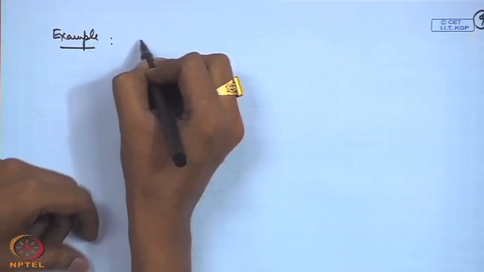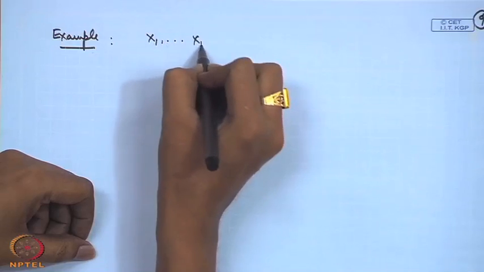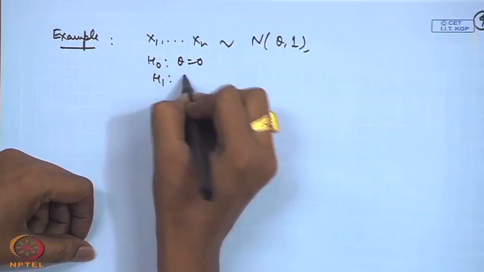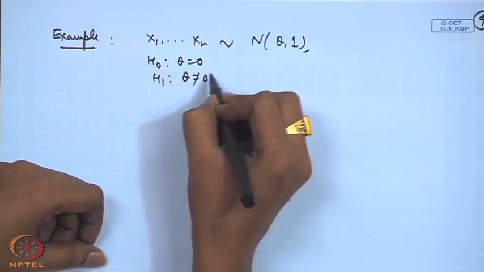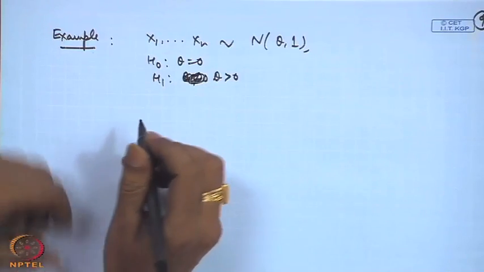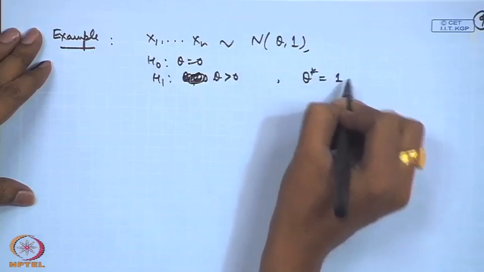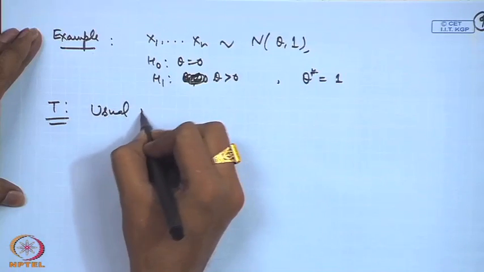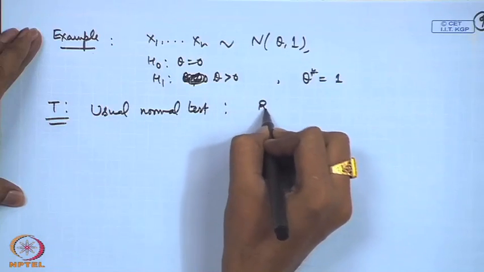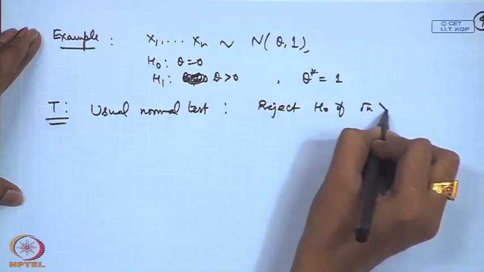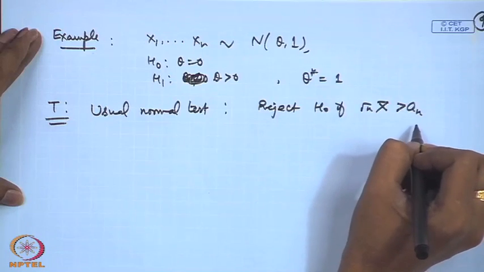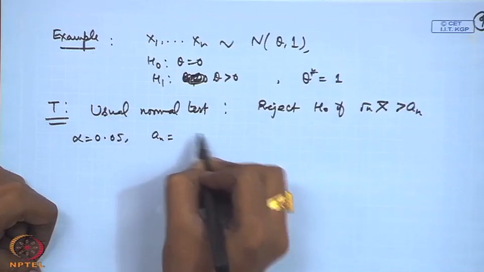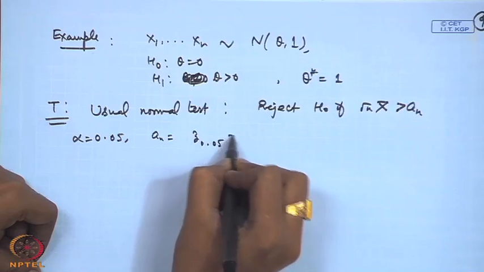Let us consider the usual problem based on say normal distribution, say normal theta 1, and I consider H naught: theta is equal to 0, H 1: theta is not equal to 0, or say theta greater than 0, for example, let us take. So let me take theta star in the alternative hypothesis set as 1. So the usual normal test is that is reject H naught if root n x bar is greater than a n, basically that is z alpha. So if I am taking say alpha is equal to 0.05, then a n is equal to z 0.05, that is equal to 1.64.